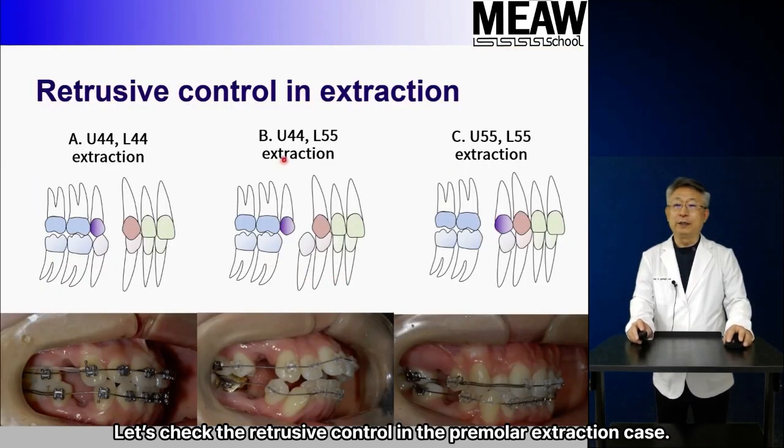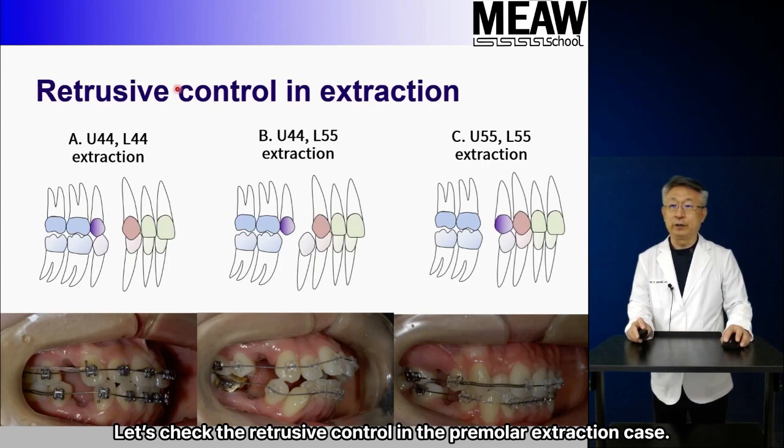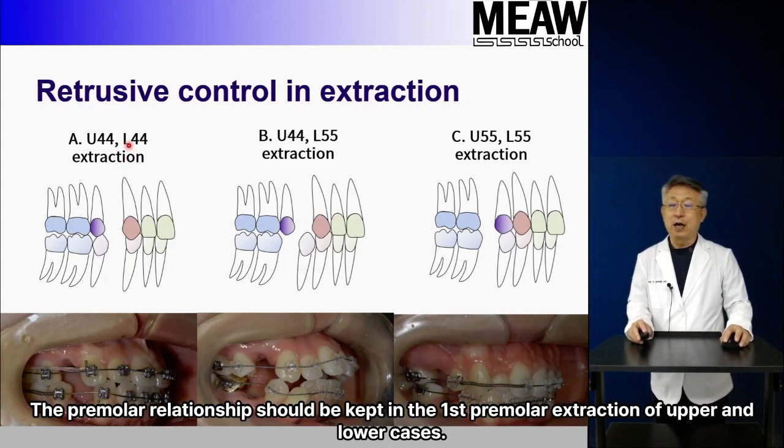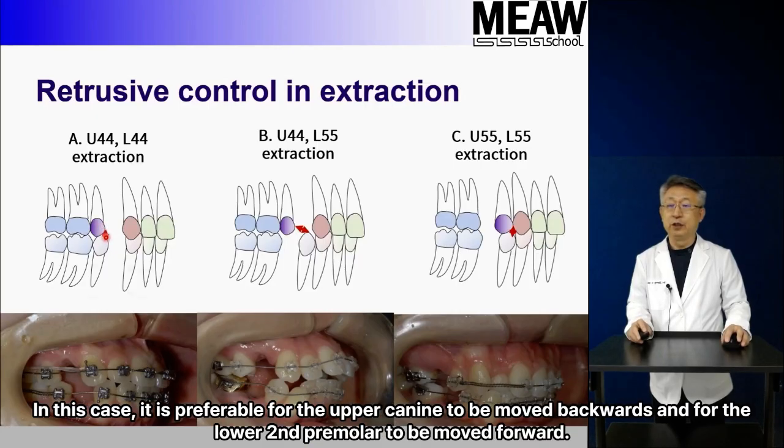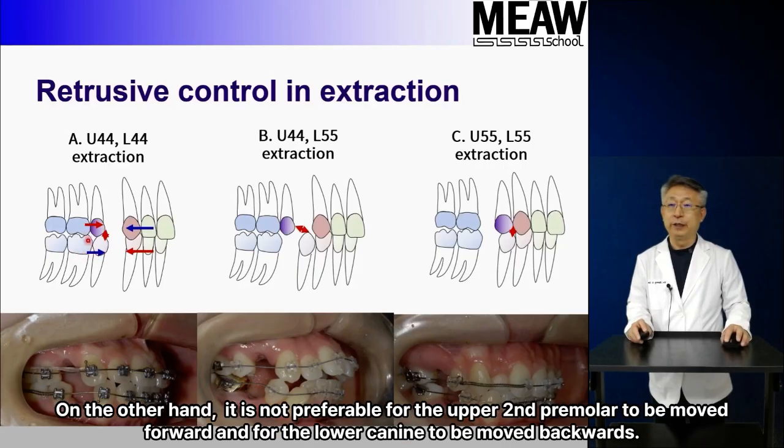Let's check the retrusive control in the premolar extraction case. The premolar relationship should be kept in the first premolar extraction of upper and lower cases. In this case, it is preferable for the upper canine to be moved backwards and for the lower second premolar to be moved forward. On the other hand, it is not preferable for the upper second premolar to be moved forward and for the lower canine to be moved backwards.